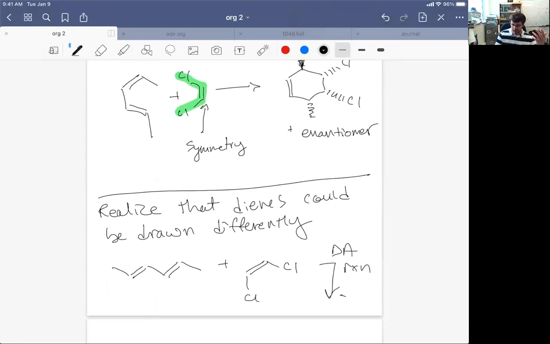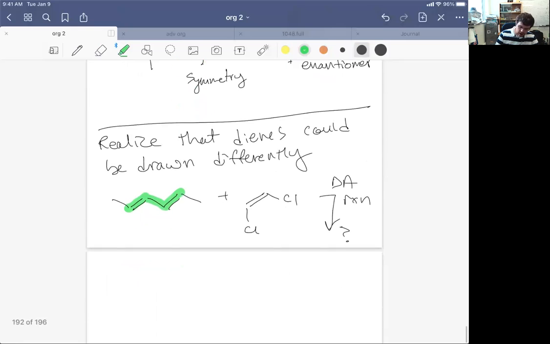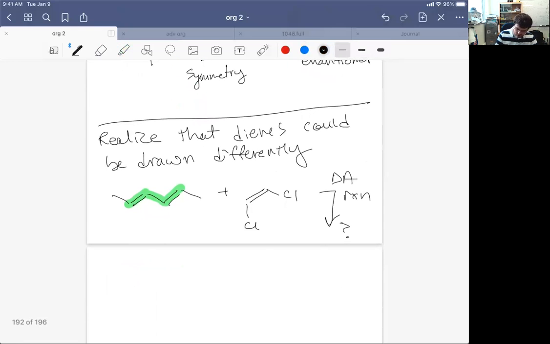At first, you might be like, well, how do I solve this? My diene doesn't look like a normal diene. What do I do? Well, let's redraw our diene with the S-trans conformation. So redraw the diene with the S-trans conformation.